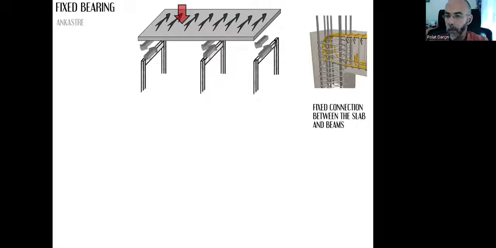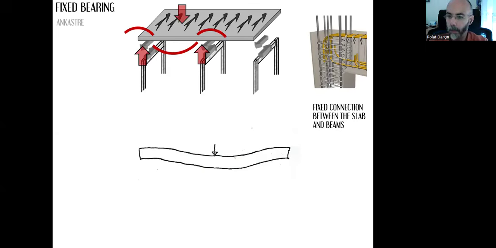When we apply the loads over the floor body, the middle part will bend downwards, but since there is a fixed connection between the surface of the beams and the floor, there will be an opposite force upwards, so those parts of the floor will bend in the opposite direction, like this. So in the middle, we have compression in the upper part, tension in the lower part.